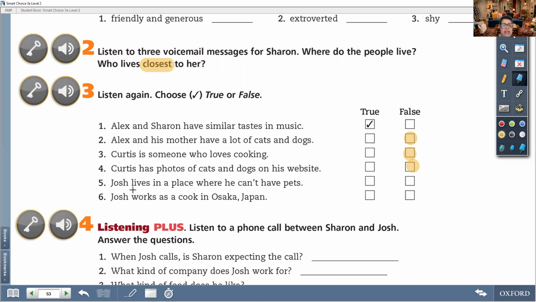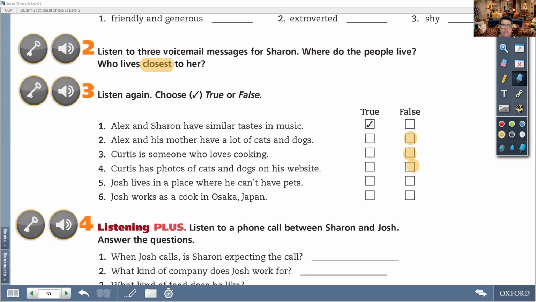All right. Let's see. The first one says, Josh lives in a place where he can't have pets. Is it true? Josh works as a cook in Osaka, Japan. So really, does he really work as a cook? False. Let's listen to that.